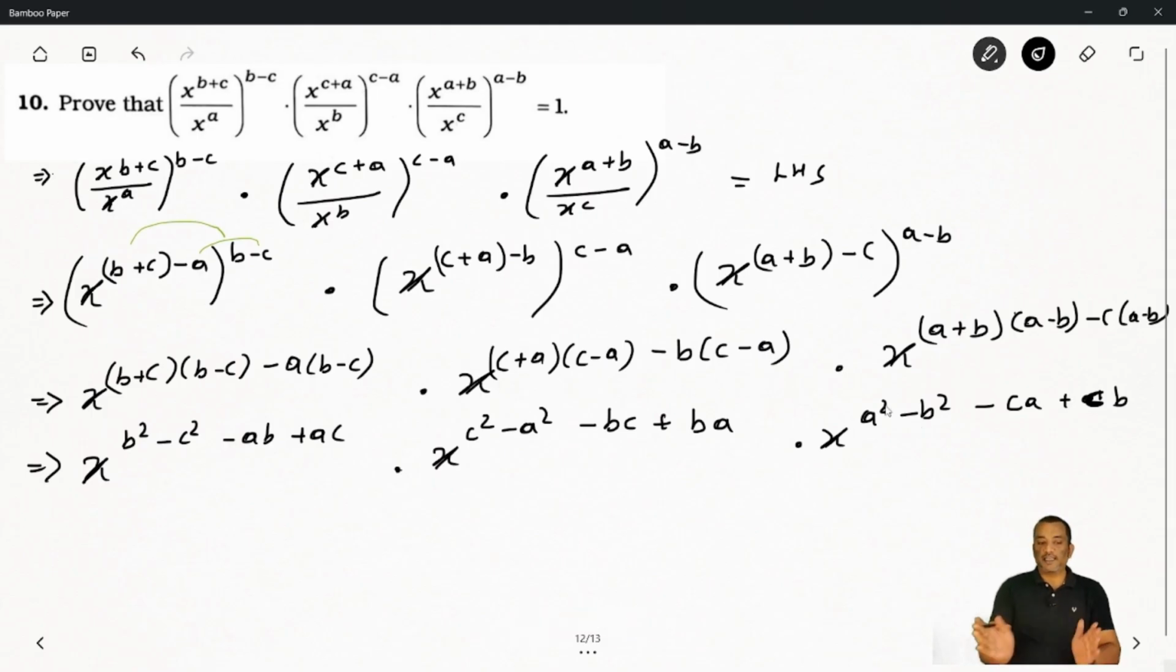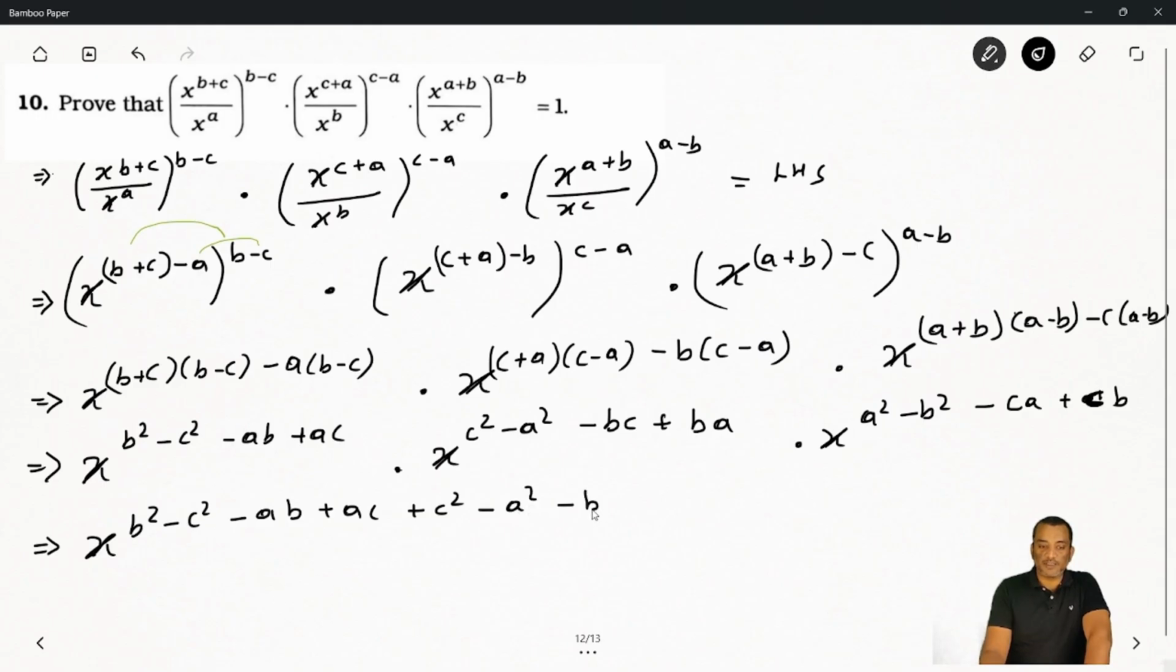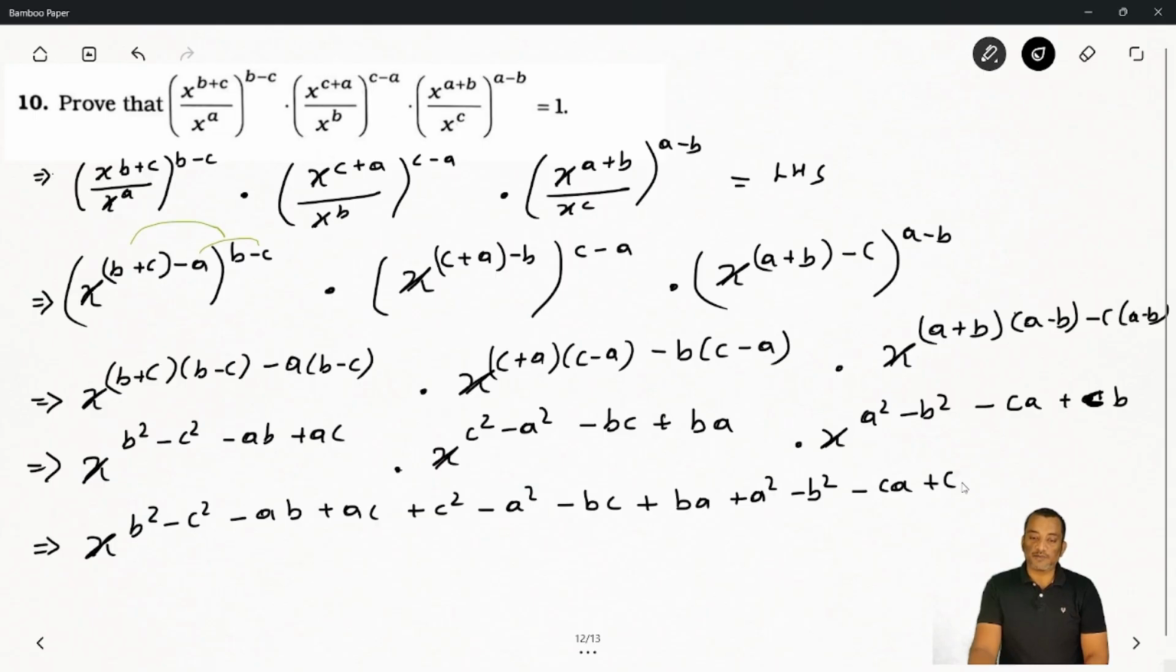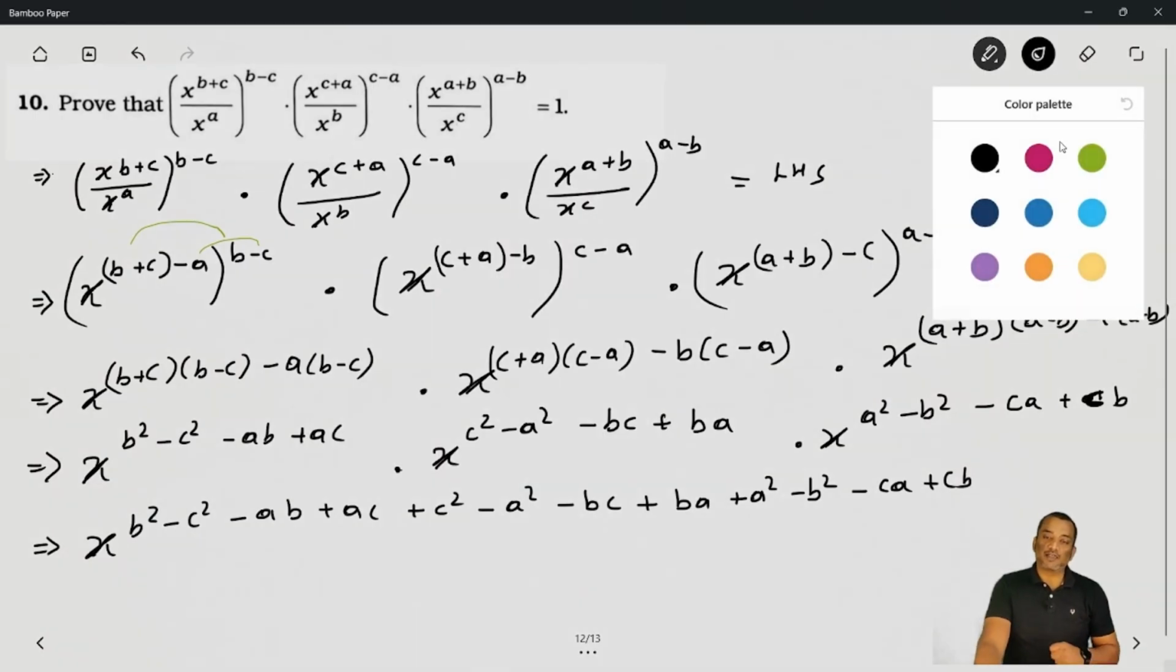Now all have the same base. So what will you do with this? You can write x to the power b square minus c square minus ab plus ac, then plus c square minus a square minus bc plus ba. Same way you can write here plus a square minus b square minus ca plus cb. Okay, so what are the like terms and opposite signs?